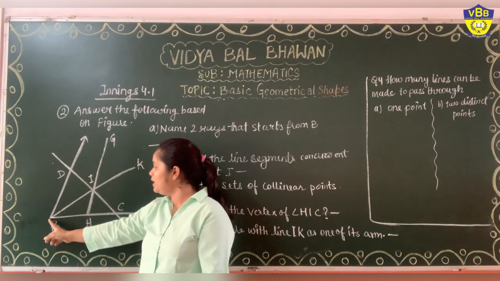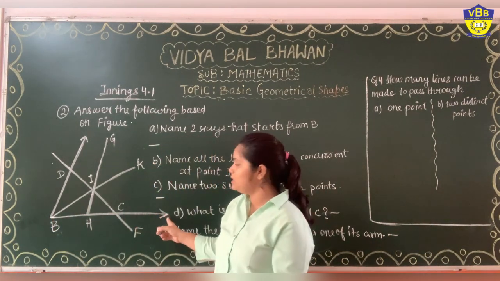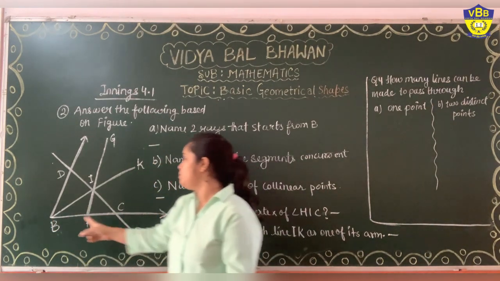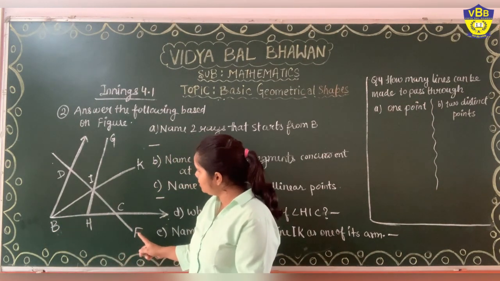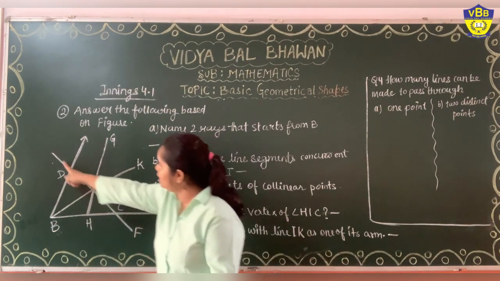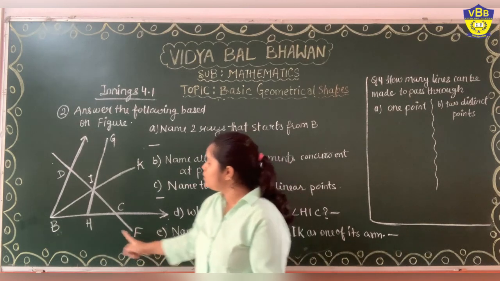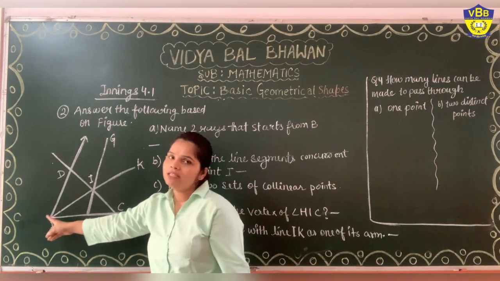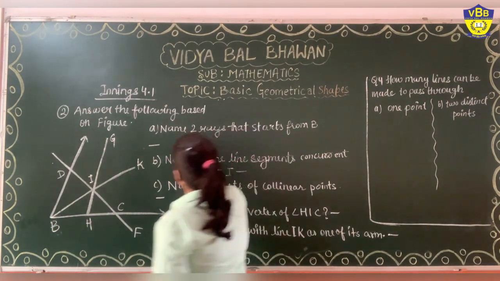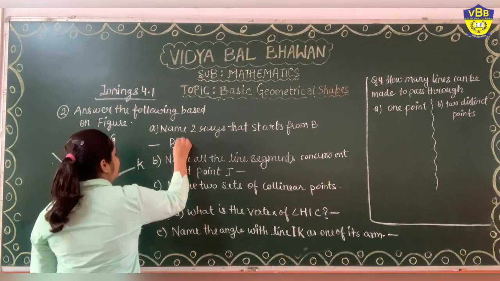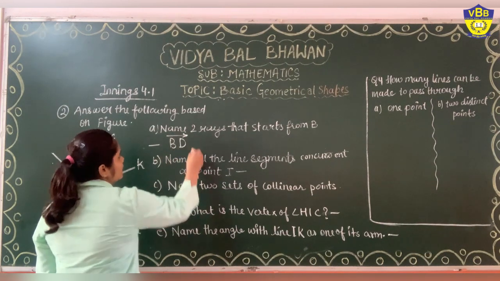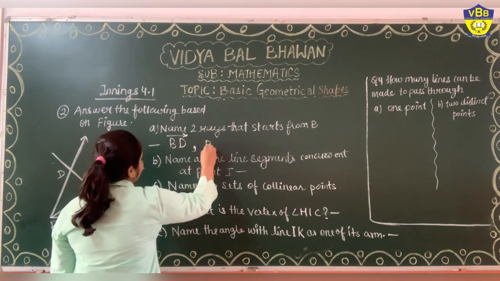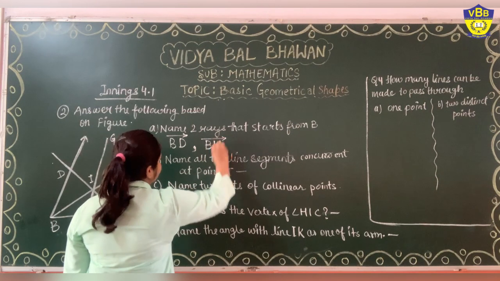BD, and the second one is this one. You can see the arrow is here. So B. Look, you can see F is the name of this given line segment. So it will be BH. BH is the second ray. Write it down. First one is BD with the sign of ray. Second one, BH with the sign of ray.